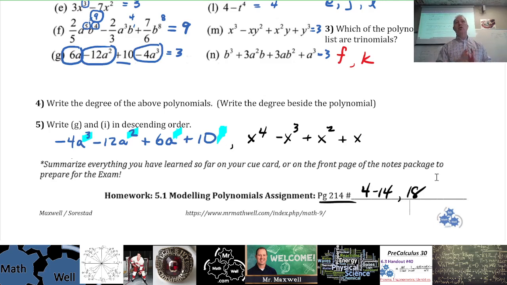So I need you to show your work. I need you to circle your answers. And I need you to be somewhat neat about it because you are going to be handing this stuff in for me to look at. If I can't read it, it's going to be tough for me to give you marks on it. So please try and be neat and organized.